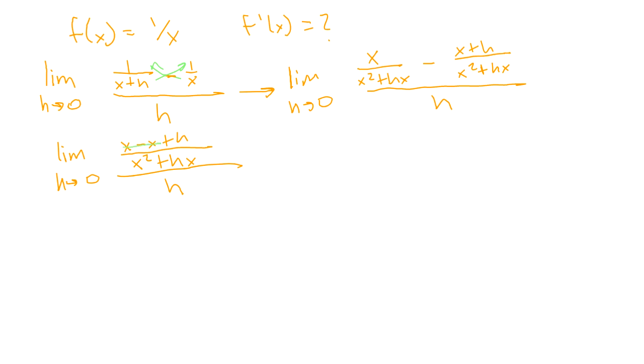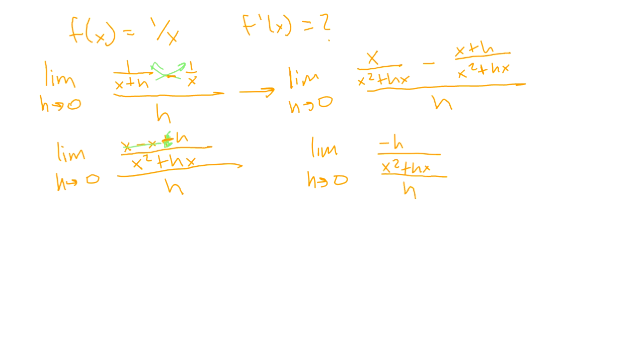Oh, let's go ahead and fix that sign. That's a minus right there, kids. Always check your signs. So now let's go ahead and see what we're left with. We are now left with a negative h over x squared plus hx, over h.